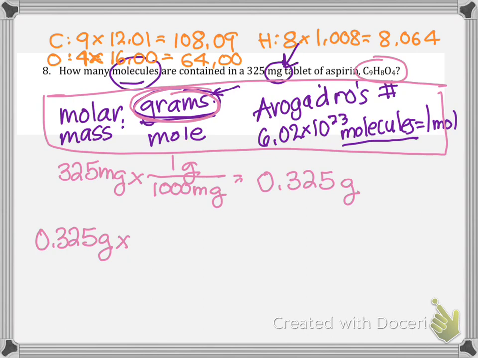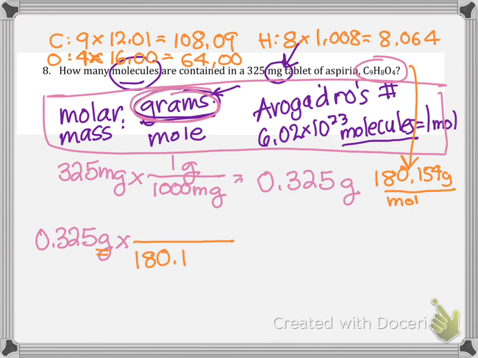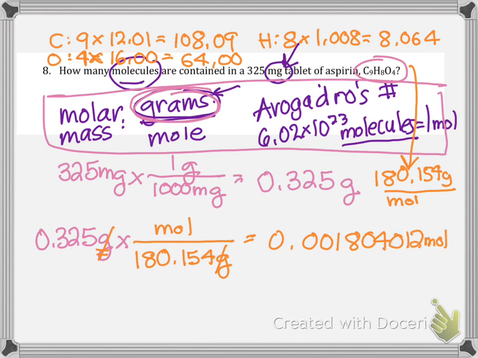So now I'm going to add up all of those things together. So 108.09 plus 64 plus 8.064. And I get a molar mass for this, I'll write it right here, of 180.154 grams in 1 mole. Okay, so this has grams, so let's put the 180.154 grams on the bottom in the 1 mole. So dividing, I get 0.325 divided by 180.154, and I'm not going to round this yet, and I get 0.001804012 moles. And then I'm going to take that number, because that is not what I want.